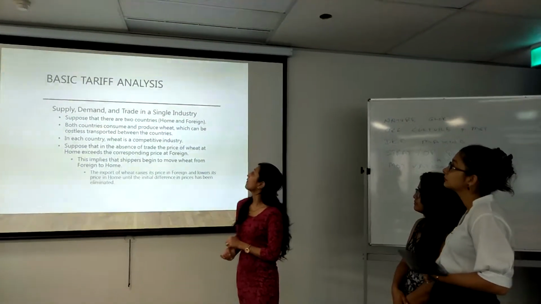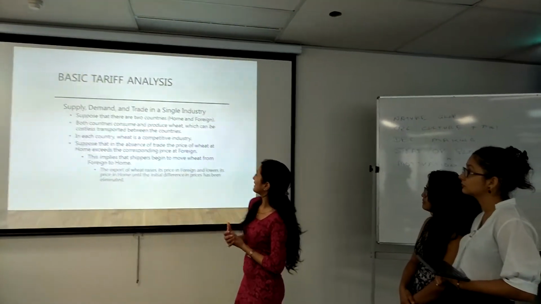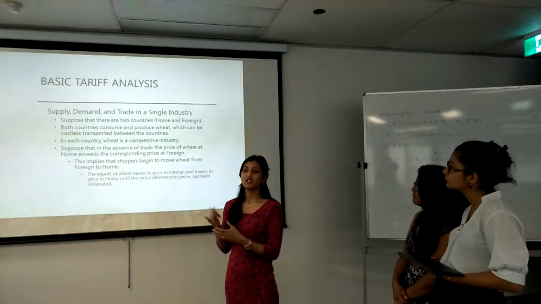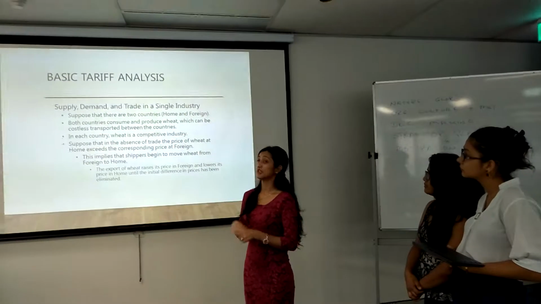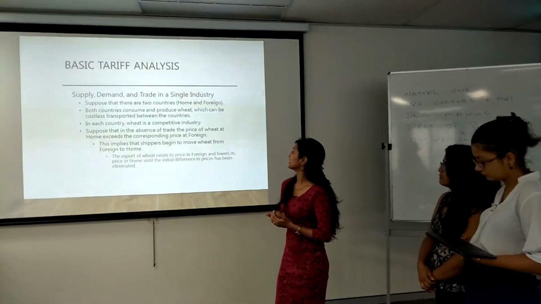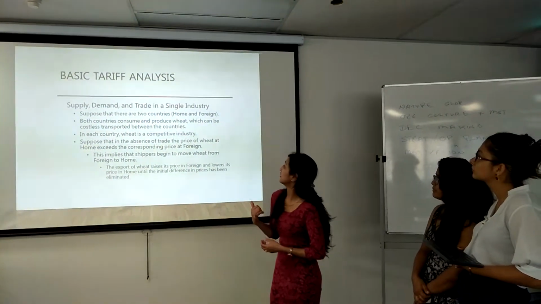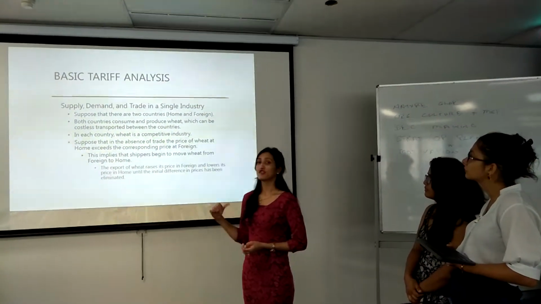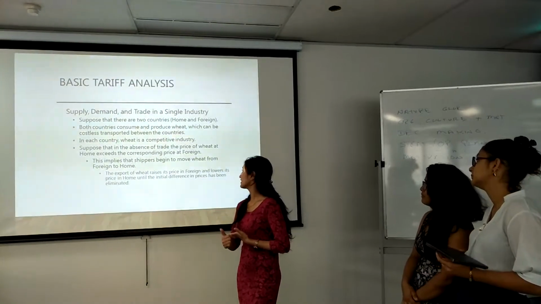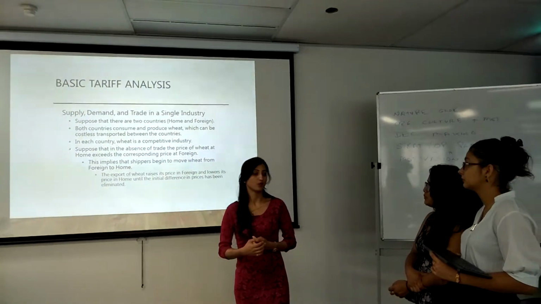On this topic, basic tariff analysis, we are going to relate supply, demand, and trade in a single industry. Here we have taken an example of two different countries, home country and foreign country, and we have tried to relate these countries. In this case, both countries consume and produce wheat. So wheat is a competitive industry in both countries. Suppose there is an absence of trade policy in wheat, then the home price exceeds the corresponding price in foreign. So this implies that shippers begin to move wheat from foreign to home.